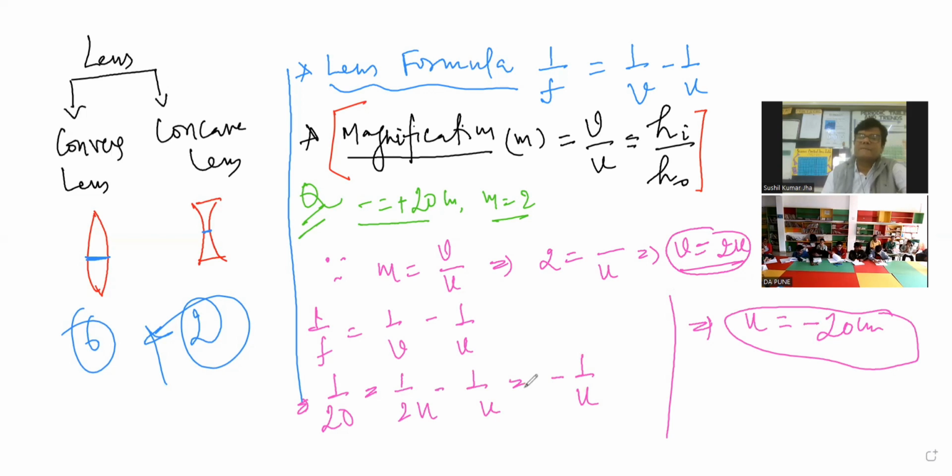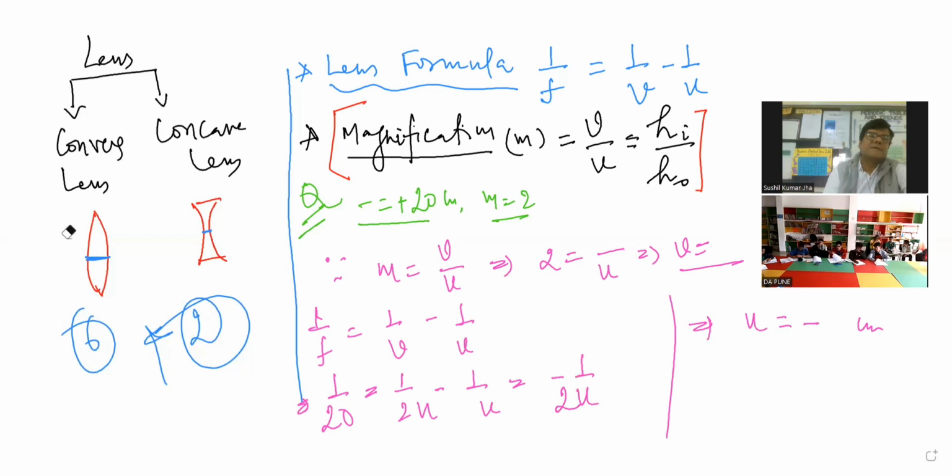And then by cross multiplication you get u. Minus 10 or 20? It will be 2u now, so u will give us minus 10 centimeter. Minus 10. So which means if we keep the object at this distance in front of the lens, this is very much possible.